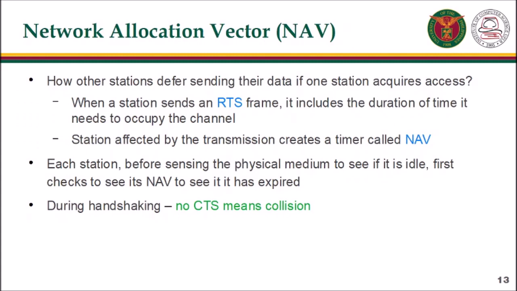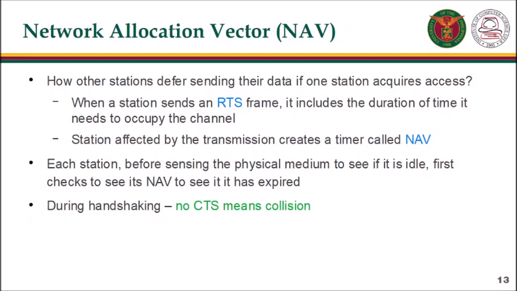How do other stations defer sending their data if one station acquires access? In other words, how is the collision avoidance aspect of this protocol accomplished? The key is a feature called NAV. When a station sends an RTS frame, it includes the duration of time that it needs to occupy the channel. The stations that are affected by this transmission create a timer called a network allocation vector, or NAV, that shows how much time must pass before these stations are allowed to check the channel for idleness. Each time a station accesses the system and sends an RTS frame, other stations start their NAV.